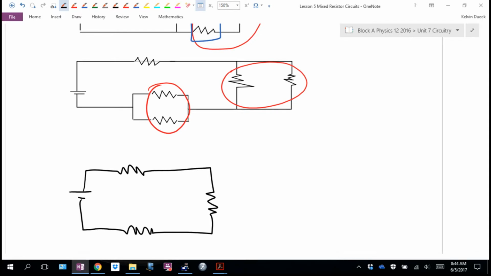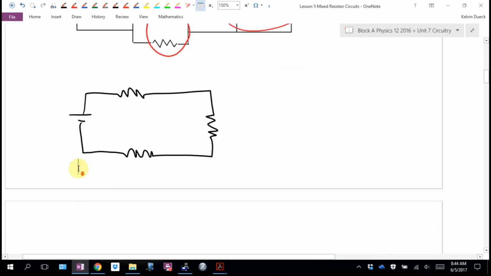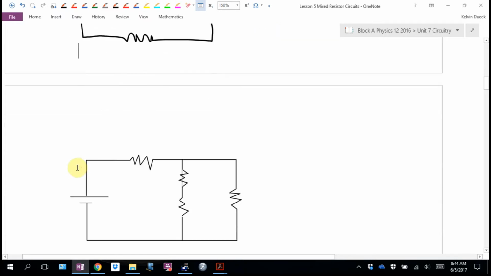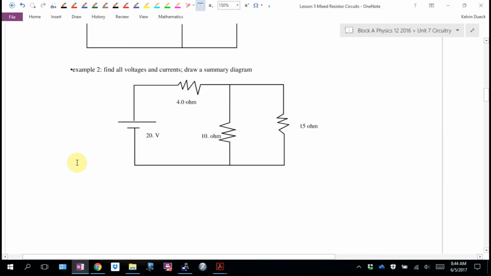I'm seeing a few glazed eyes. Let's jump into some actual numbers. We'll skip that. Let's go to example 2. Example 2 says this: find all voltages and currents, and then if necessary, draw a summary diagram.